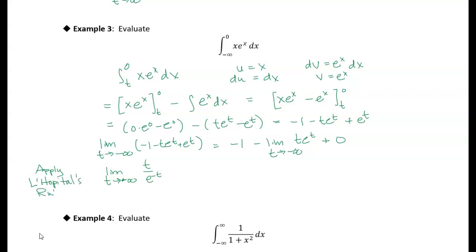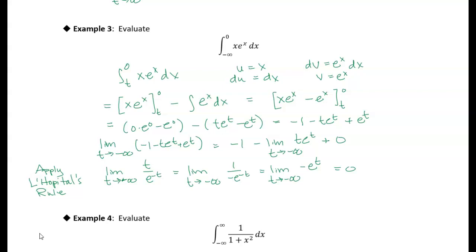Okay, so we're going to take the derivative of the top and the derivative of the bottom. So we get the limit as t goes to minus infinity of 1 over minus e to the minus t. I'm going to rewrite that so it's easier to see what's going on. That just becomes minus e to the t, because e to the minus t is 1 over e to the t, so it flips up to the top. And if we evaluate that as t goes to minus infinity, we're going to get 0. So that's good.